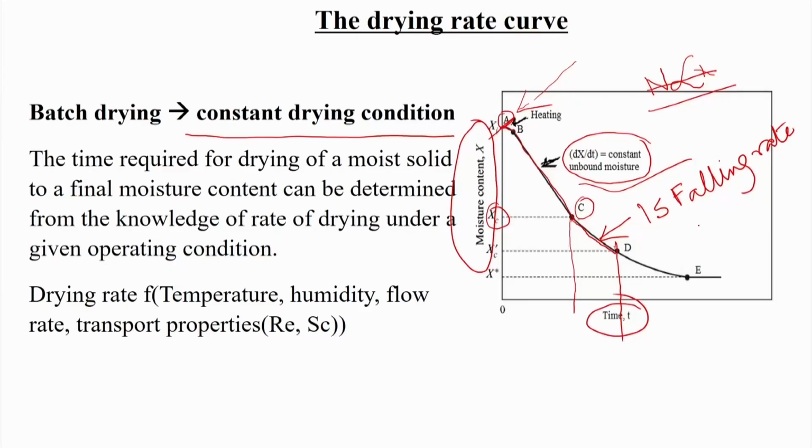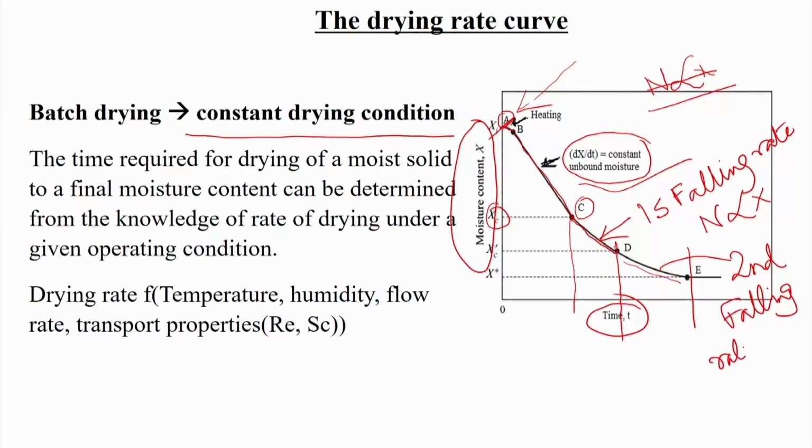There, in most cases, N is proportional to x. Then another one is the second falling rate period, from D to E. So that is the second falling rate.